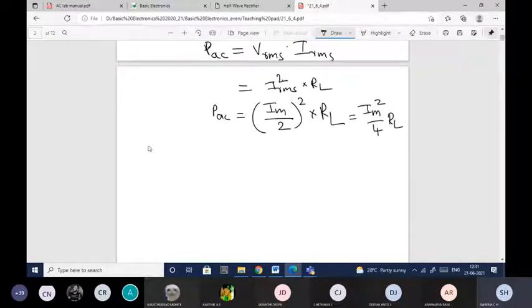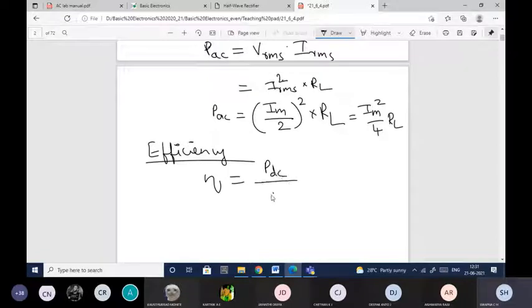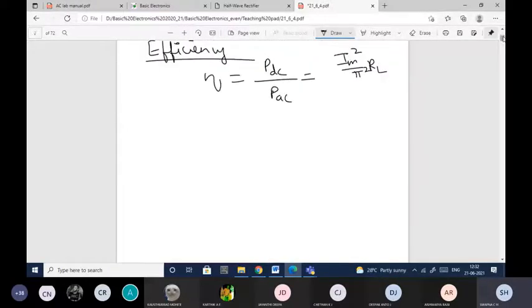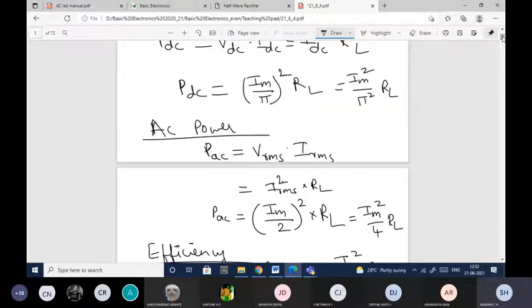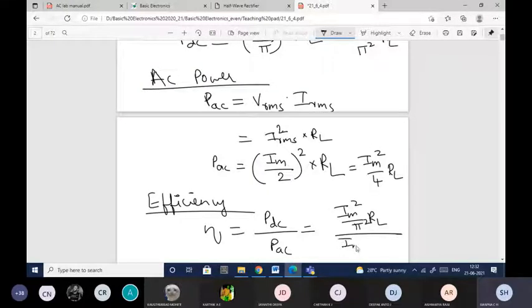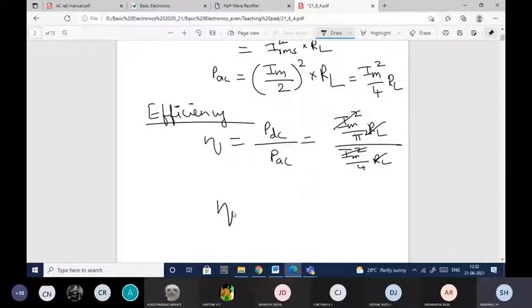Okay, so now I need to find the efficiency. So efficiency is nothing but output power by input power, PDC by PAC. PDC we have got as Im square by pi square into RL, divided by PAC. PAC we have got as Im square by 4 into RL. So this RL and this RL will get cancelled. This Im square and this Im square will also get cancelled. So efficiency is generally denoted with eta. Efficiency is nothing but 4 by pi square.